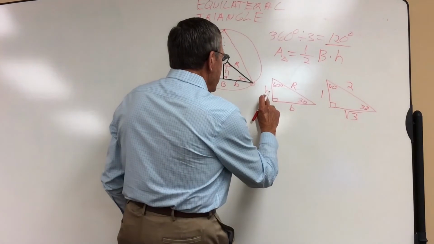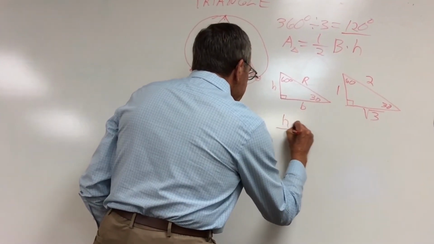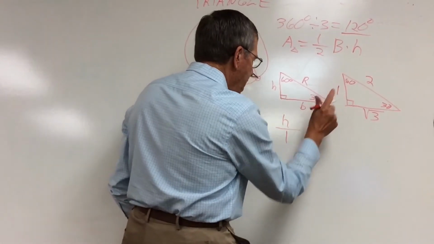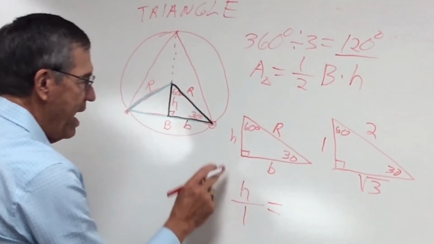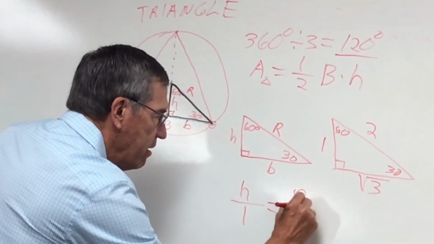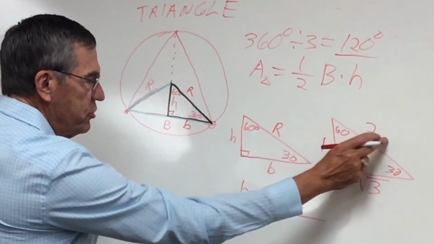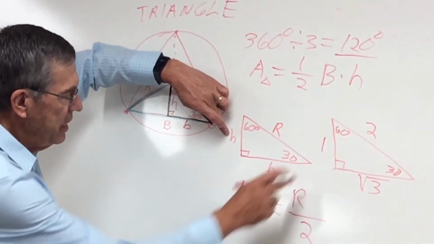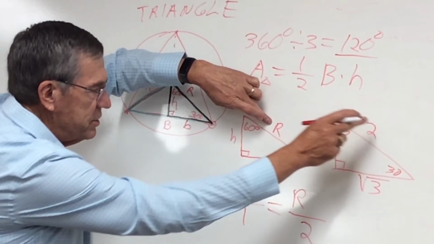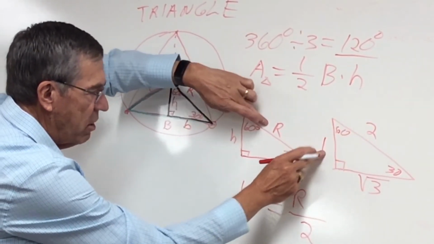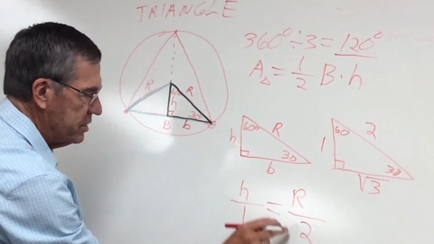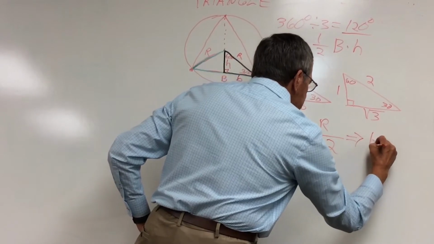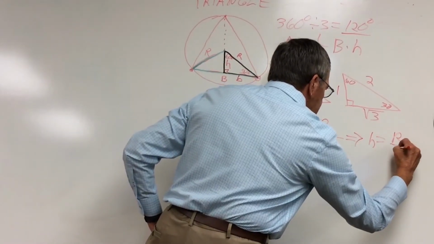Let's say that h is to 1, corresponding part h is to corresponding part 1, as, now we're dealing with this triangle, r is to 2. So again, h is to 1 as r is to 2. Therefore, solving for h, this implies that h is simply equal to r over 2.